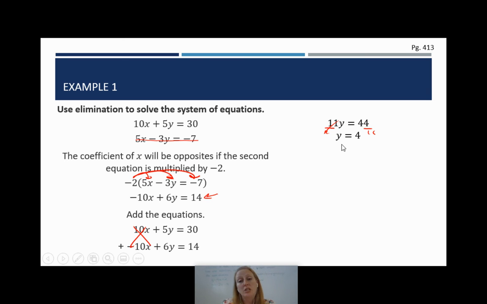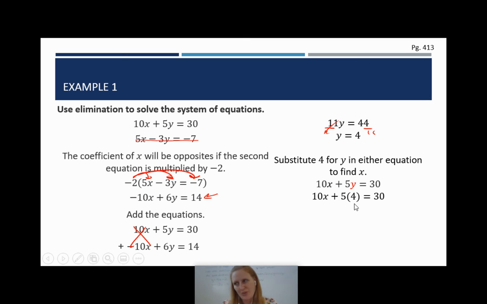Of course, now I'm going to substitute 4 into either equation to find x. I don't care. Just pick one. I'm going to pick the top one because it's convenient. So instead of 10x plus 5y equals 30, I'm going to say 10x plus 5 times 4 equals 30. Of course, 5 times 4 is 20. Ooh, and we know what to do. We're going to subtract 20 from both sides, right? 30 minus 20 is, of course, 10.